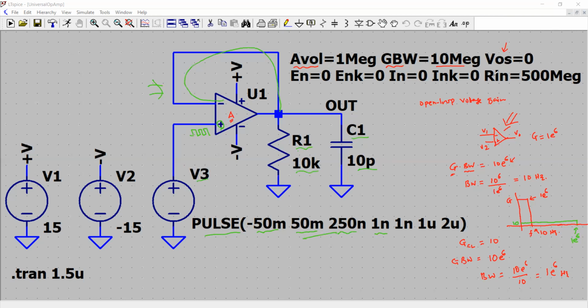So before I move further, I forgot to explain the other parameters. Here VOS is an offset voltage, which is set to be zero. Then there is a differential impedance of the op amp. So remember, you have two terminals of the op amp, and then you have this RID, that is the differential input impedance, which is still very high, 500 mega. Then, if you recall the equivalent circuit of the operational amplifier, it has a voltage source, then a current source, right? What is E and K and I and K, you need to refer to the SPICE model.